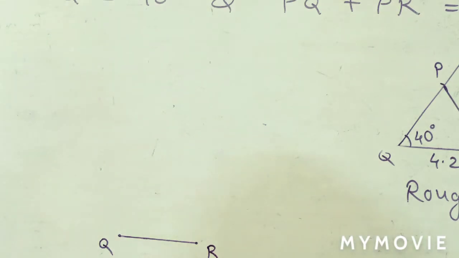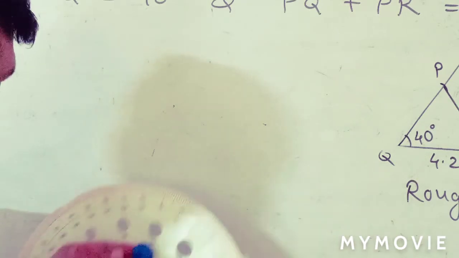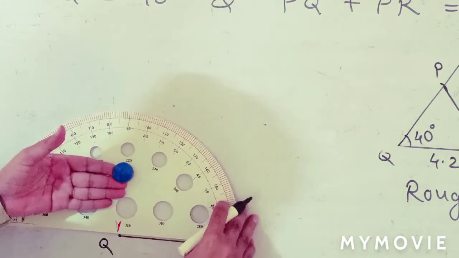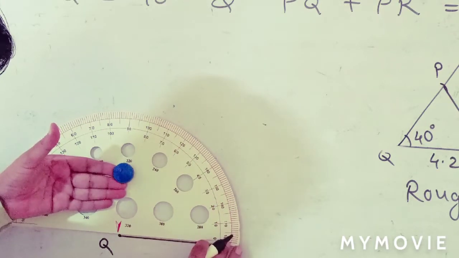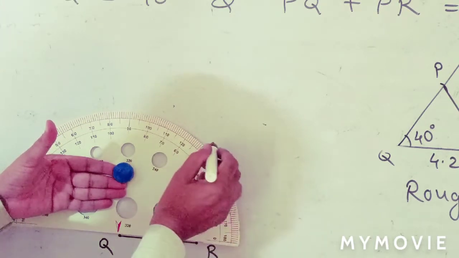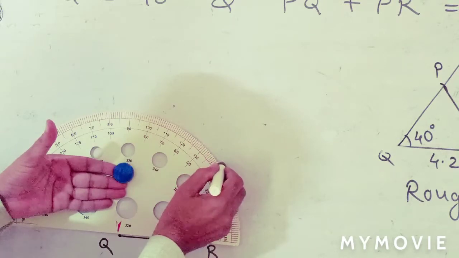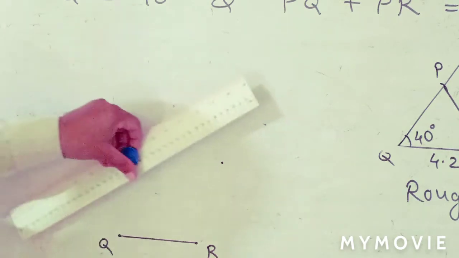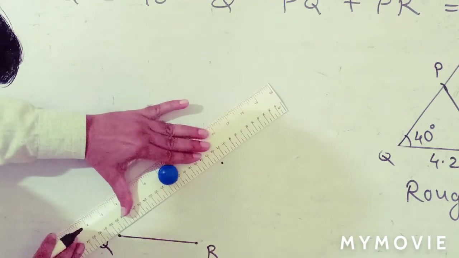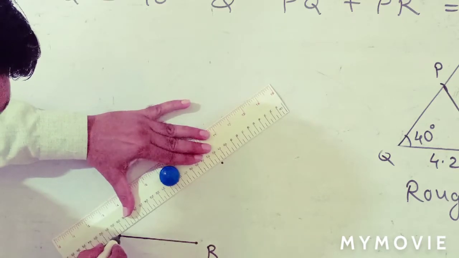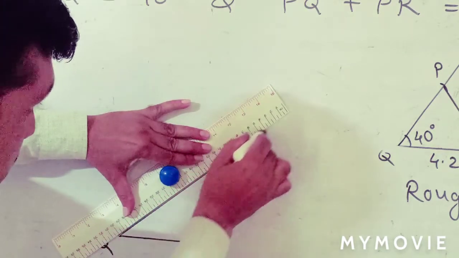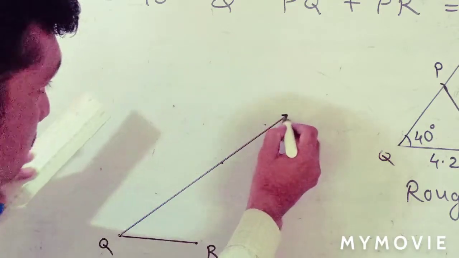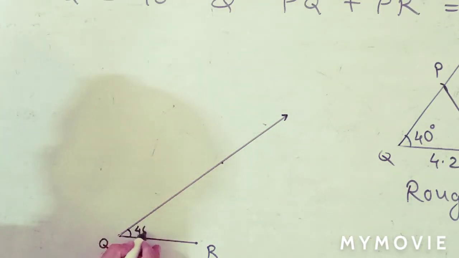Now we want a ray of 40 degrees. By using the protractor, adjust the perpendicular sign of the protractor on point Q, and from the right side mark the 40 degree point. Here is 40 degrees. Mark one point here, and by using a scale draw a ray from Q. From Q draw a ray of 40 degrees. The measure of this angle Q is 40 degrees.